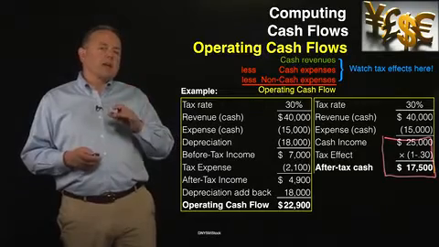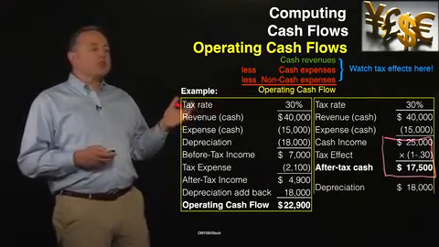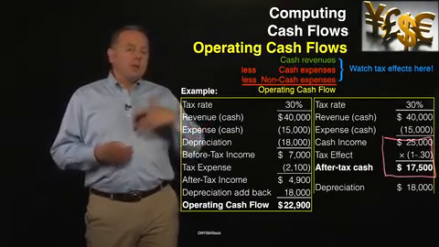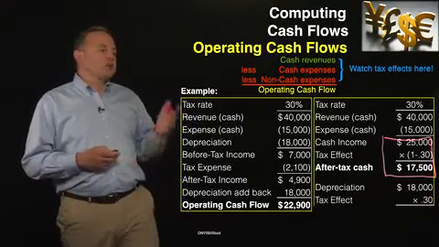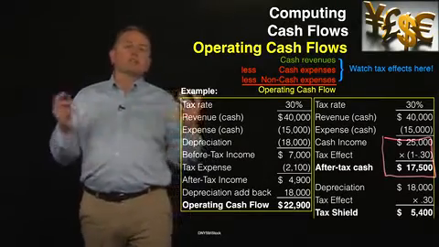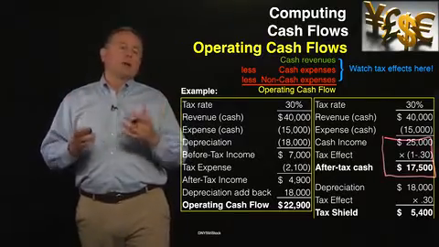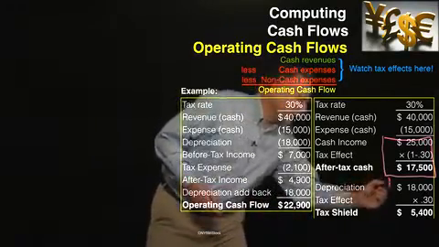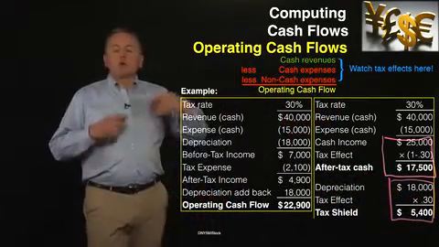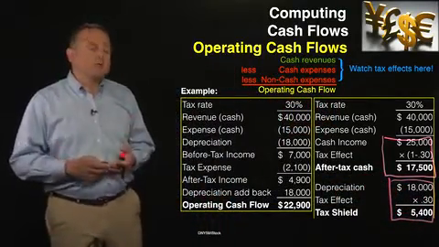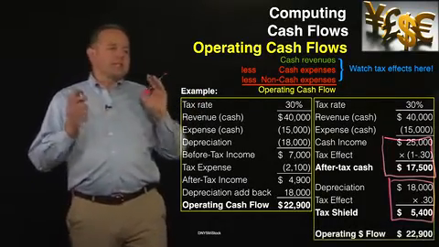Now, what else have I got though? I've got a tax shield. I've got $18,000 in depreciation. And just like we did with the cash investment approach, that $18,000 times 30% presents a $5,400 cash value tax shield. That number right there is cash that this investment creates for me every year on my income tax return.